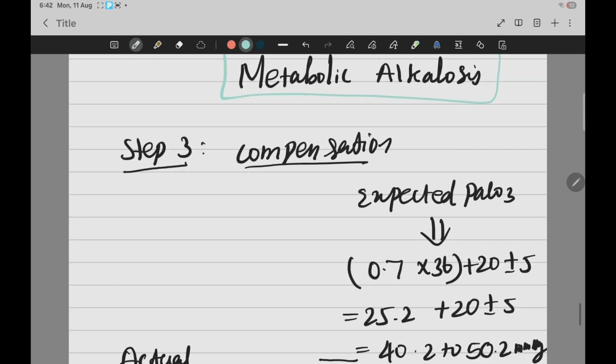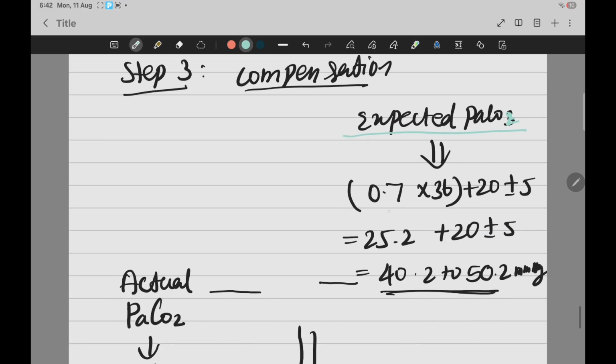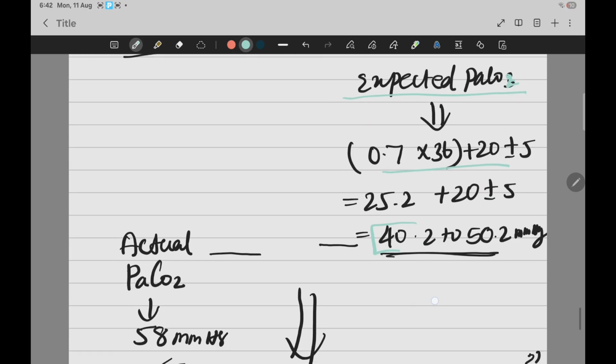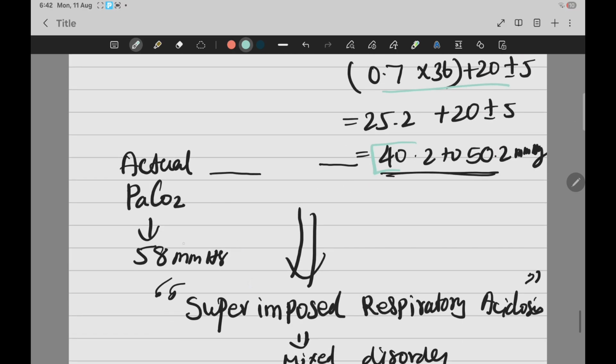Here what is the expected PaCO2? How much is the expected PaCO2? That is the formula. Okay, once you apply that, it comes to 40.2 to 50.2. Okay, actual in the ABG how much? 58. Okay, actually it's ranging here 58. Okay, patient ABG, but expected how much? That 40 to 50, but it's 8 points extra, very high.